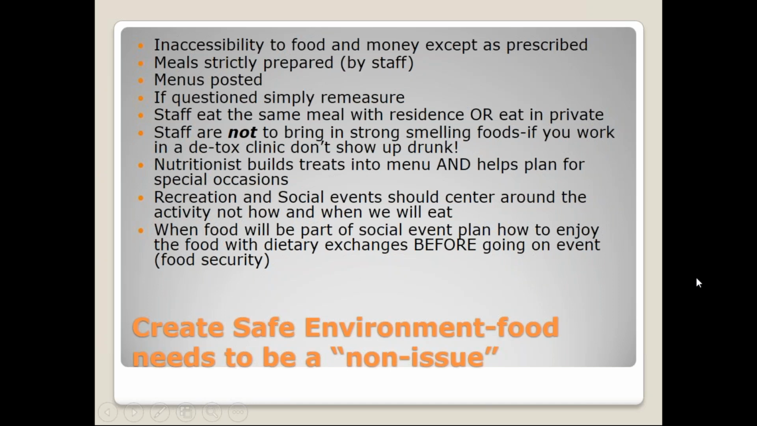All right, same thing. Remember, these people have this horrible curse of having this obsession with food. Don't bring strong smelling foods in there. Don't eat things that are off their diet. Just don't do it. Recreational social events: let's center around the activity, not what's going to be eaten. Don't go to a buffet.